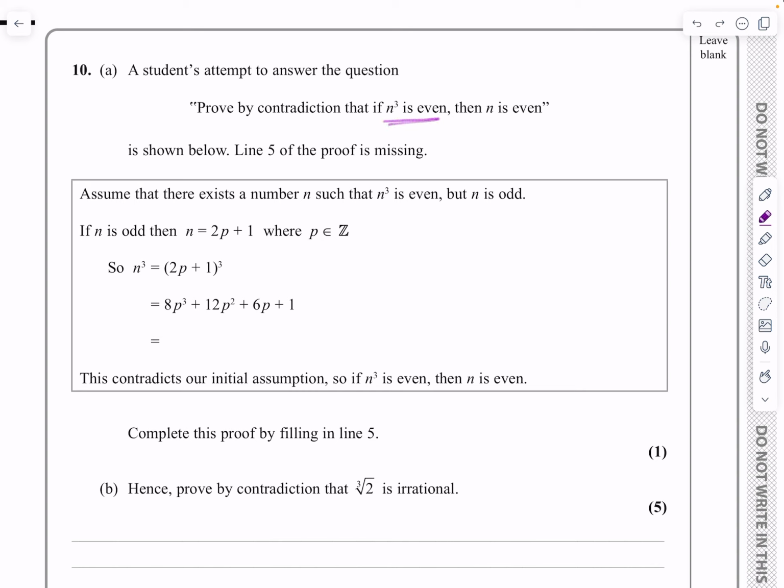They're saying, show that if n cubed is even, then n is even. So the way that I would have approached it is the way they've approached it. Say, okay, well, let's assume n cubed is even, but n is odd. And then hopefully I'll get some sort of contradiction. And if I get a contradiction, then we're well on the way to solving it. So if n is odd, then n is 2p plus 1. No problem with that. And n cubed would be (2p plus 1) cubed. So what we're assuming is that n cubed is going to work out to be even here. So this is going to be my contradiction in a minute.